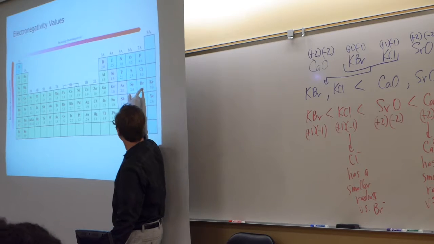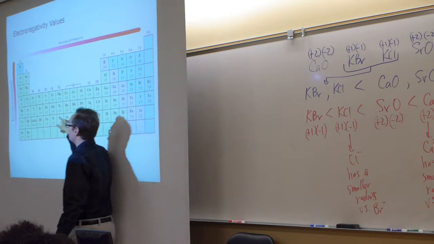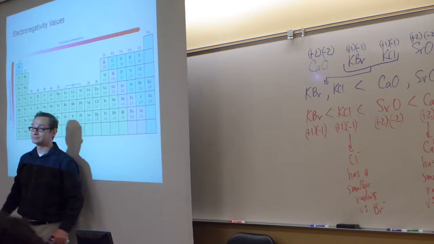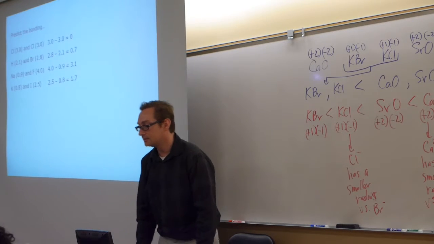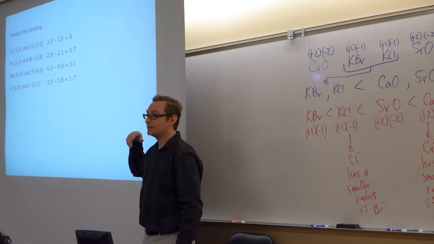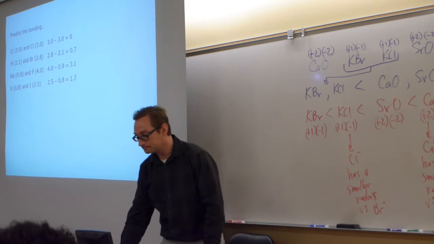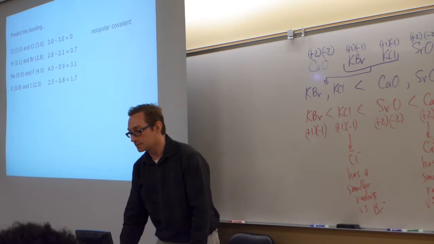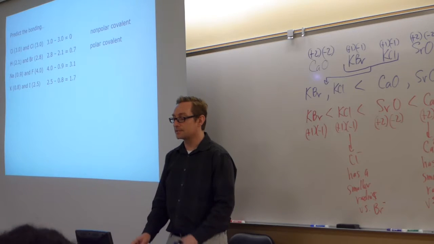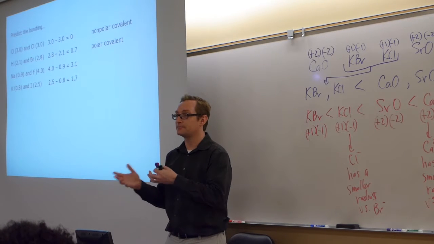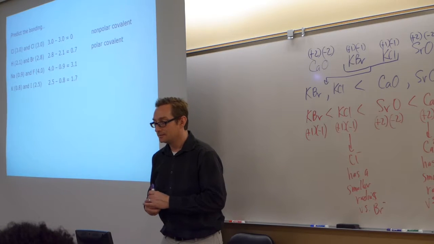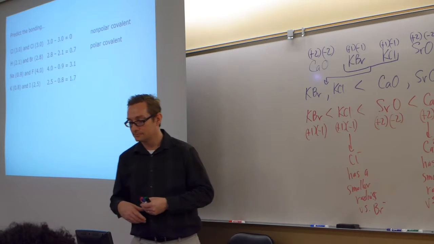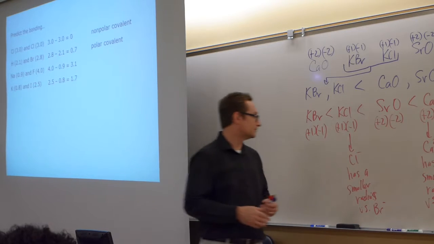So bromine is 2.8. Hydrogen is 2.1. Okay, 2.8 minus 2.1 gives me 0.7, right? Okay, so that's going to be polar covalent because the difference is above 0.4.